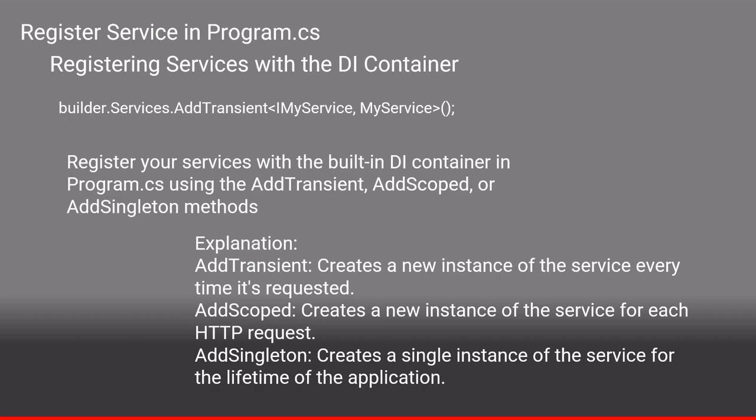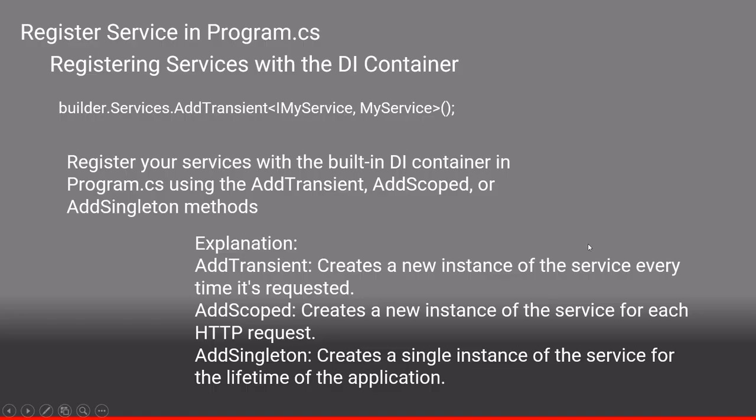You register services in the Program.cs file using the AddTransient, AddScoped, or AddSingleton methods. These methods determine the lifetime of the services. AddTransient creates a new instance of the service every time it is requested. This is suitable for lightweight services that don't need to maintain state.